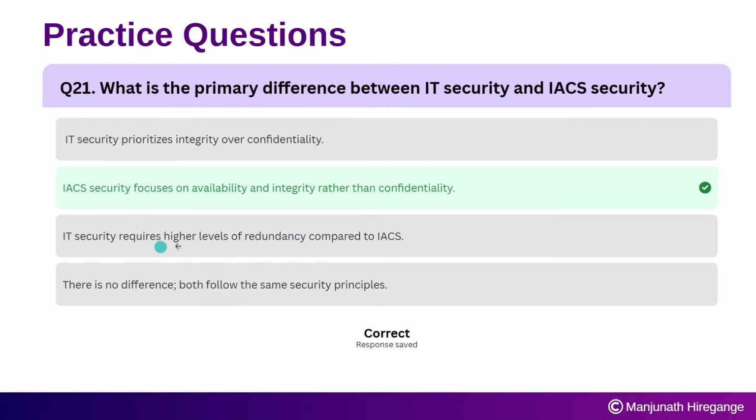As for higher levels of redundancy, usually IACS equipment should have redundancy or backup mechanisms compared to IT because of its critical nature. And there is no difference? No, the security principles could be the same when we compare, but overall, if you look at the prioritization, they are not the same. So the answer is IACS security focuses on availability and integrity rather than confidentiality.